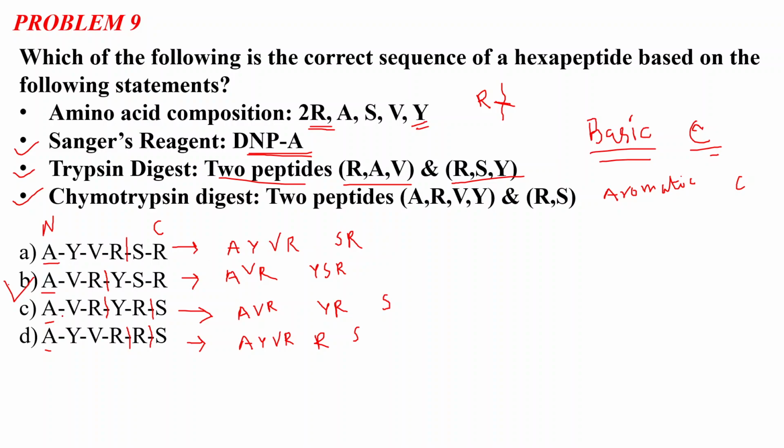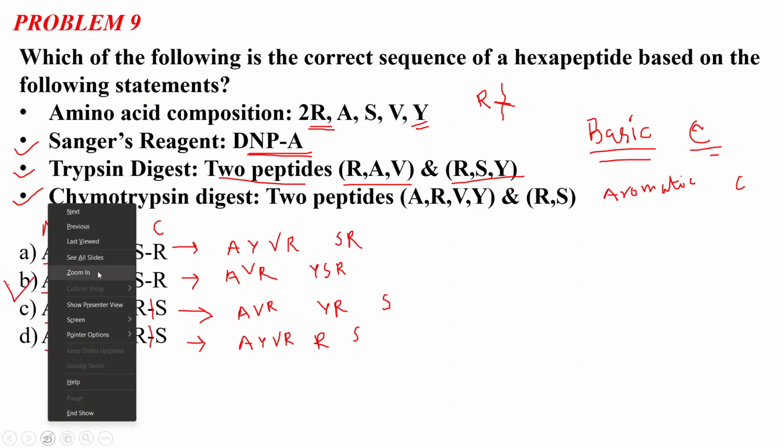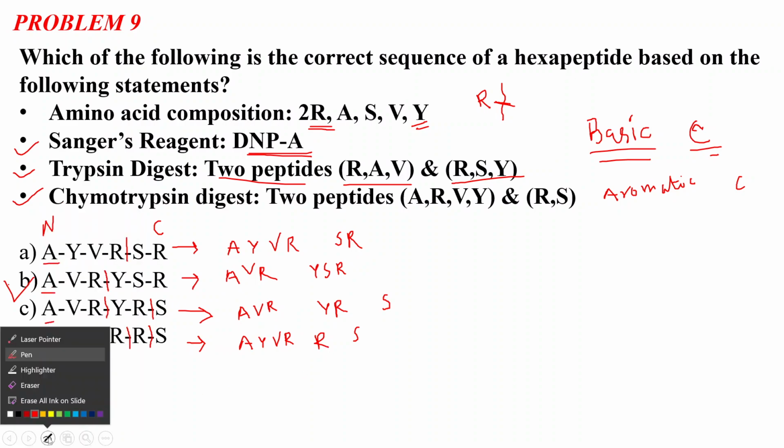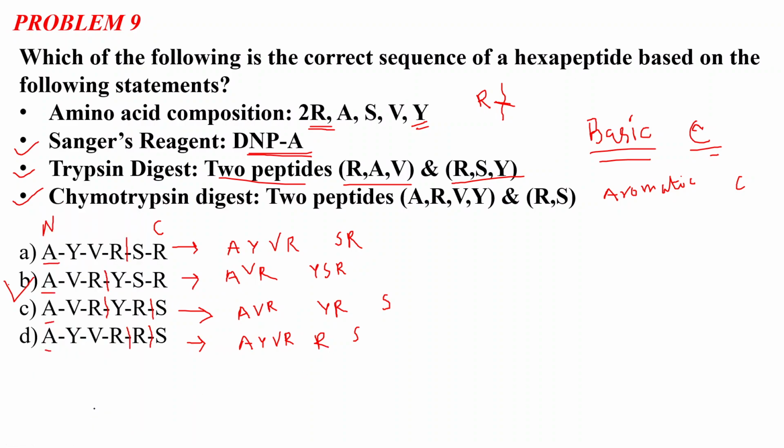So from these amino acids, Y is the aromatic amino acid, and we have to see if there is a cleavage. I will just change the color of the pen here. Yeah, so this Y is the aromatic amino acid, and if we do the chymotrypsin digest, it will cut here, and we will have two fragments. One will be A, V, R, Y, and another will be S, R. So we can see easily that this option also satisfies our third statement, that the chymotrypsin digest gives two peptides.